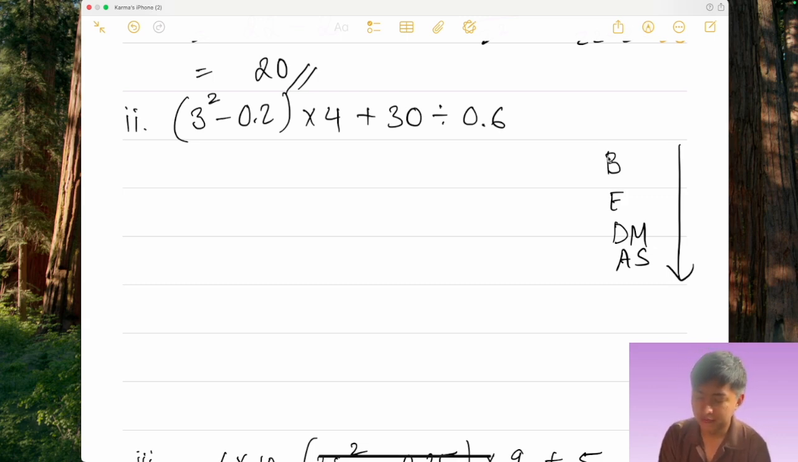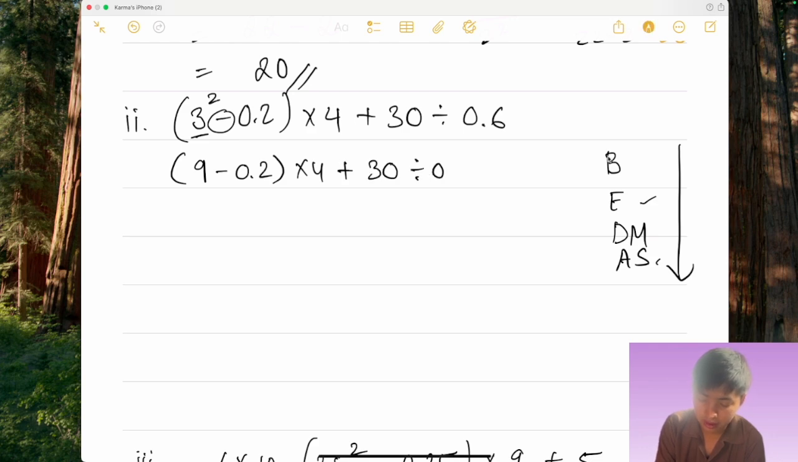Now check if there's any bracket in the expression, and as you can see there is one bracket here, and inside the bracket there is a power and one subtraction. Now as we can see, inside the bracket it will be exponent first, then only subtraction. So the exponent gets solved first inside the bracket. 3 squared is nothing but 9, minus 0.2 times 4 plus 30 divided by 0.6.